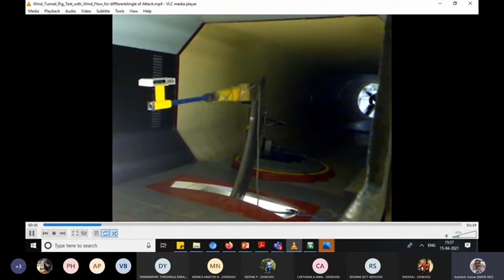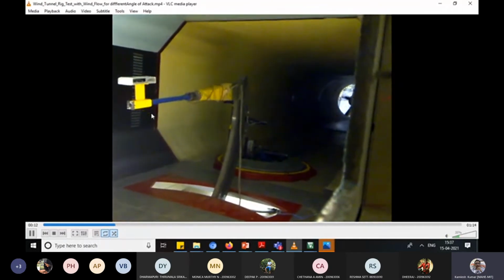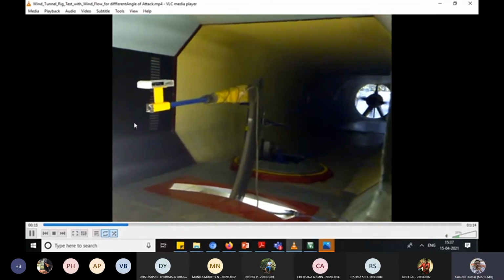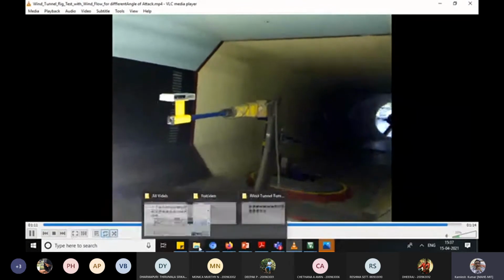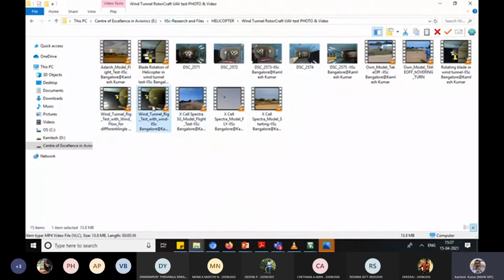So this was tested static, without wind, then with the wind. I think you are seeing it correctly. Then we tested a little variation also. Otherwise, normally you need at least zero angle of attack. So at zero angle of attack you can test this. And all data is loading on the computer side. Then once you have tested this, you will get this type of result.